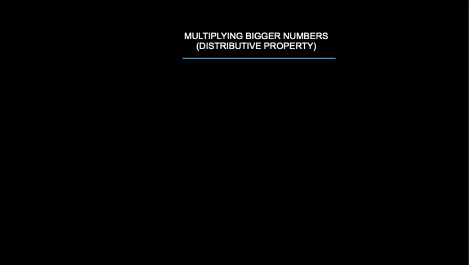Okay, so I'm going to show you a trick. Multiplying bigger numbers, not really a trick. It's actually called the distributive property. That's the technical term, the mathematical term, but really all it is, is multiplying bigger numbers using a simpler method, and it's parsing out the biggest number to make it easier to multiply.